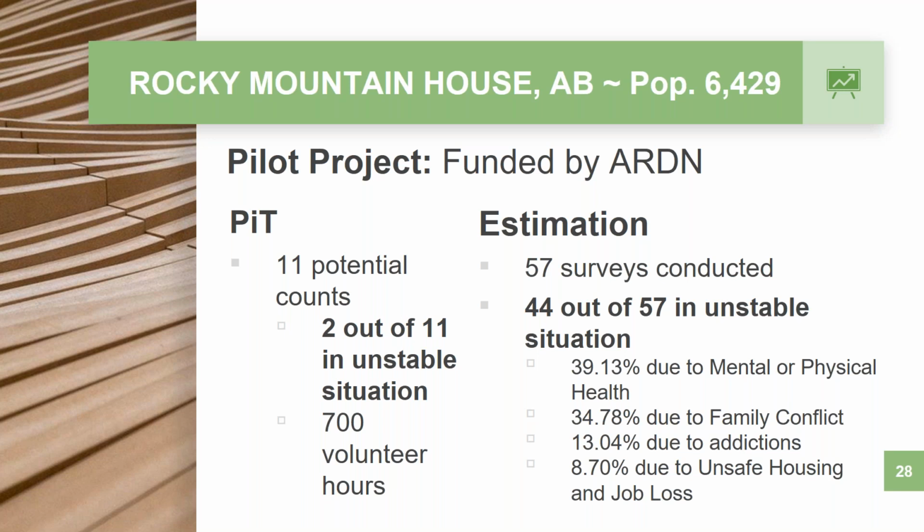However, the main concern that I had when I looked at this was, why are you spending 700 volunteer hours for this, when it basically got wasted? There's a lot of effort and resources that go into a point-in-time count. Then we did the estimation at the same time. We found that 44 people out of 57 were in an unstable situation, which gave us more data. And the data that you see here, 39% due to mental health, physical health, similar data can be gathered from the point-in-time count. Essentially, the only thing that is different between these two methods is the way the data is gathered, right?